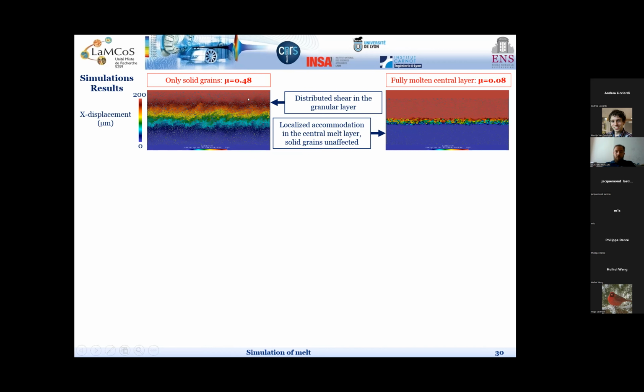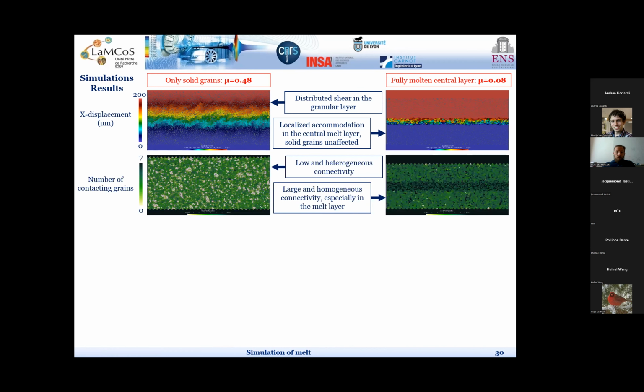For example, with solid grains, we have a very distributed shear in the granular layer. The full layer contributes to the velocity accommodation, while in this case, we see that all velocity accommodation occurred in the molten layer, and actually the granular layers around were not deformed at all. I won't talk about this.